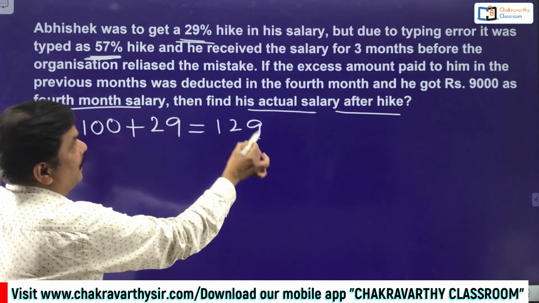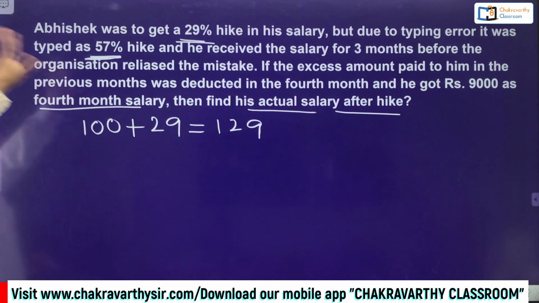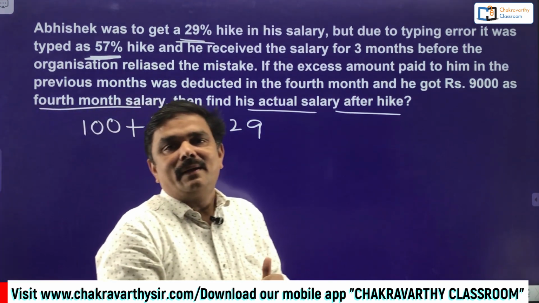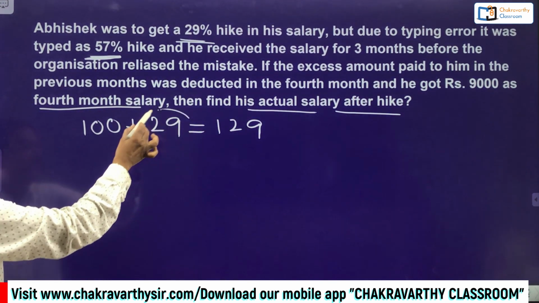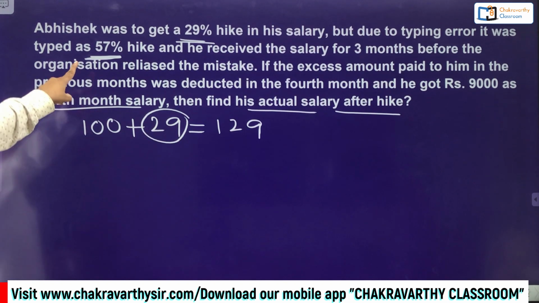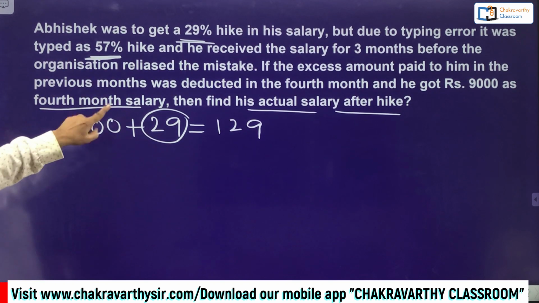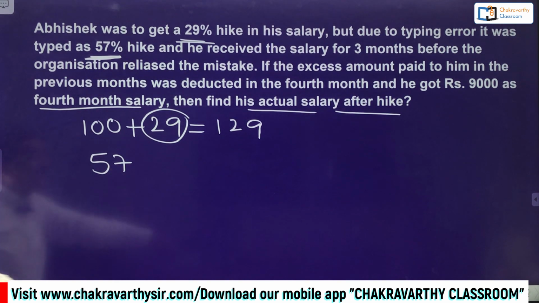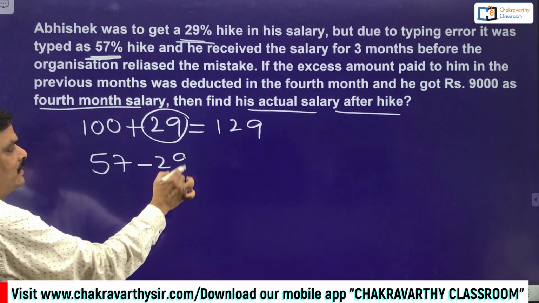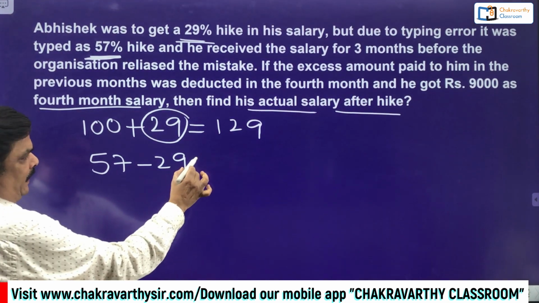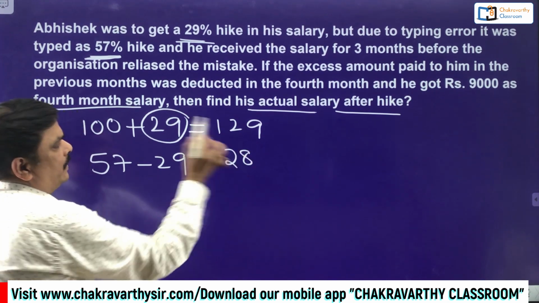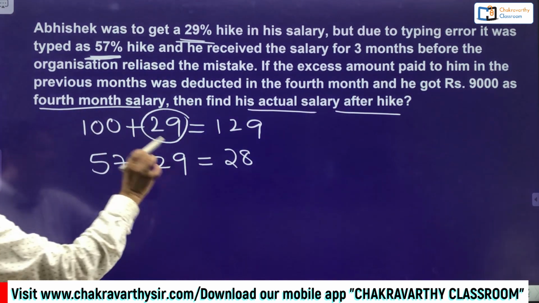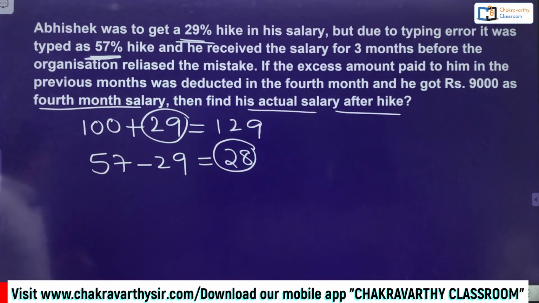But by mistake, he got a 57% hike. That means how much excess did he get in 1 month? Actually, it should be 29 rupees only he has to get. But the 57% hike has come by mistake, so he got 57 rupees instead of 29. So how much excess did he get? 57 minus 29. So what is 57 minus 29? That is 28. What's the meaning of this, students? Every month he got 28 rupees extra. As simple as that.